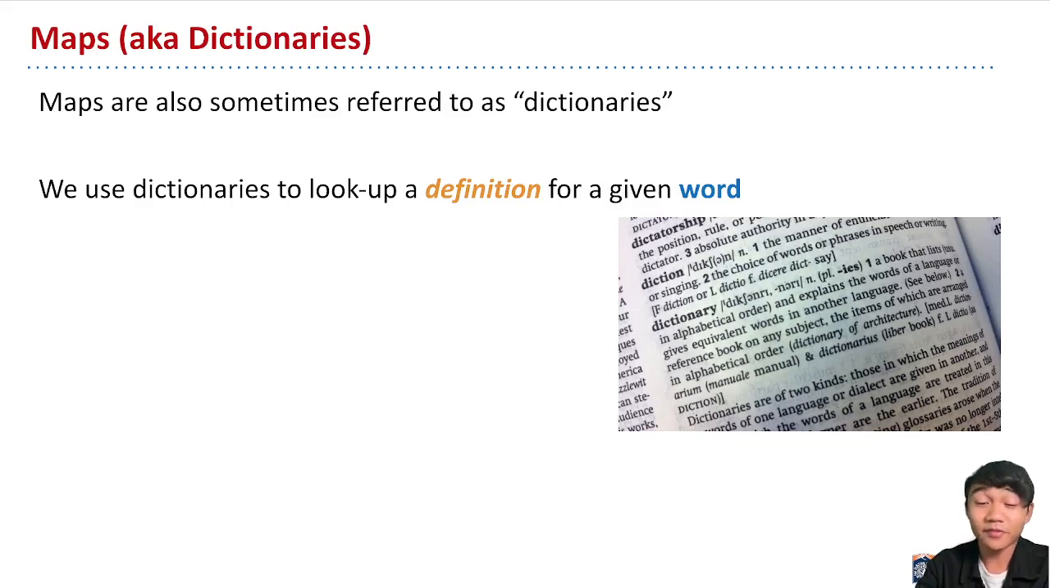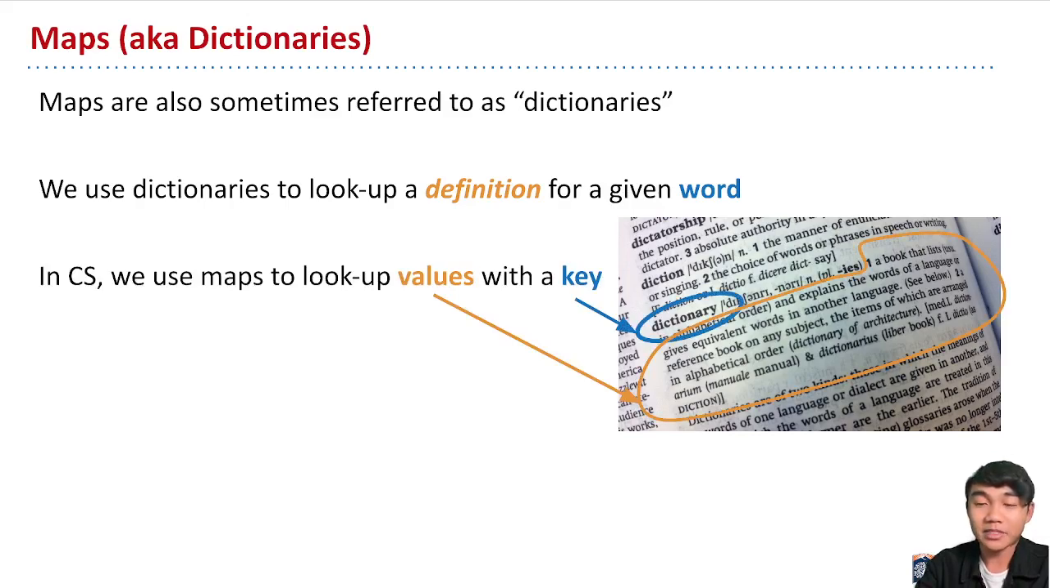So if you're like me and you're a visual learner, when you think of maps, you can visualize this dictionary, right? The key in a map is like the word that we're trying to get the definition for. And the value in a map is that definition that is associated with that word.